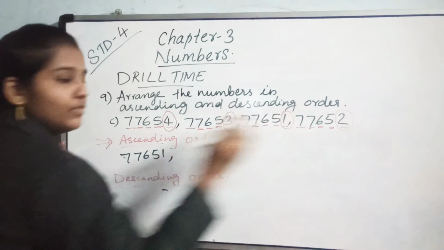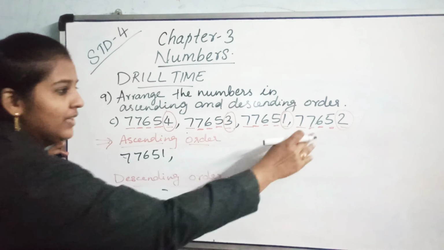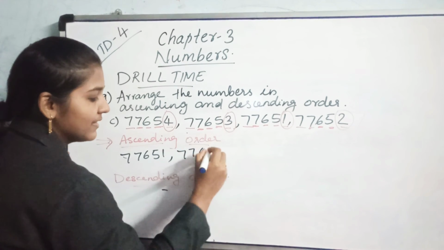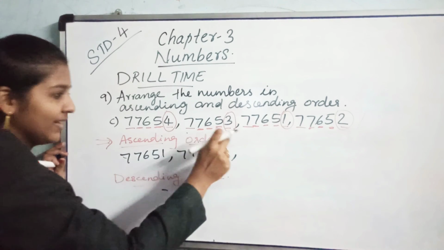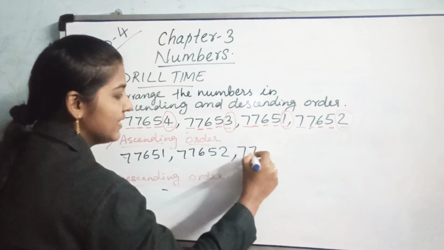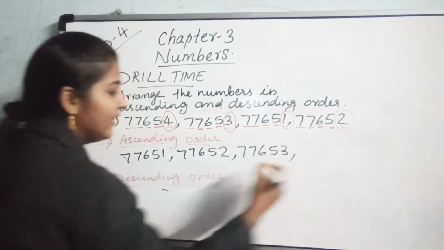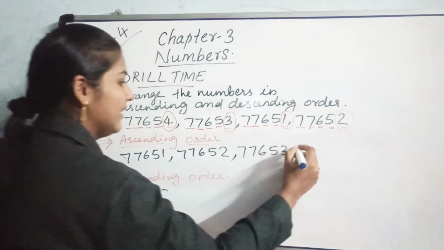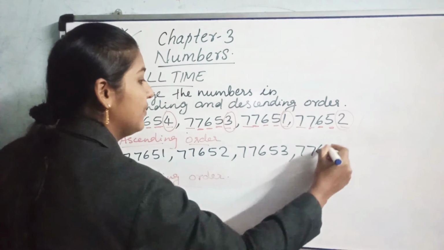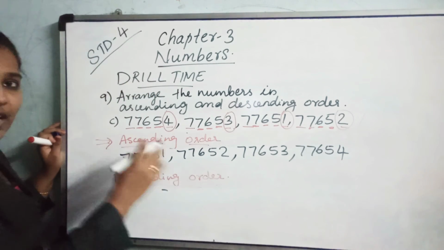4, 3, 2. Which is smaller? 2 is smaller. So 77,652. Then 3 and 4. Which is smaller? Yes, 3 is small. So 77,653. Now, only one number is left over here, right? So write that, 77,654. Okay. Now reverse this.